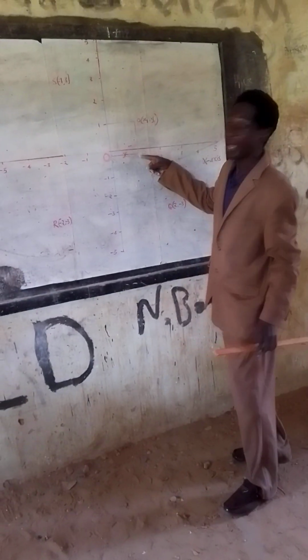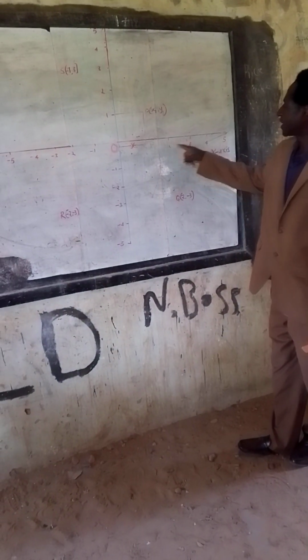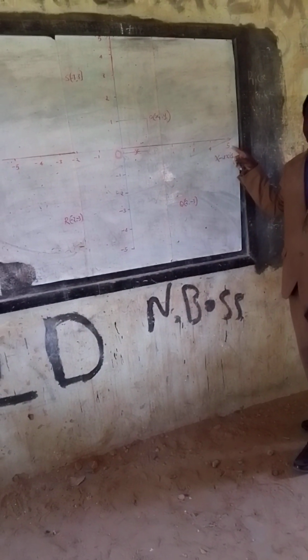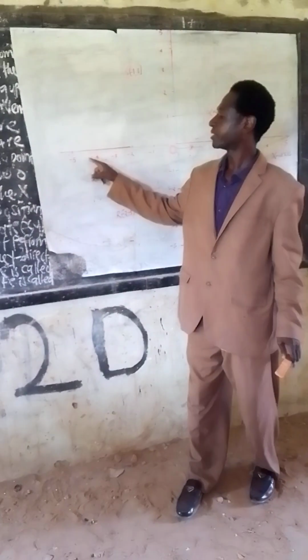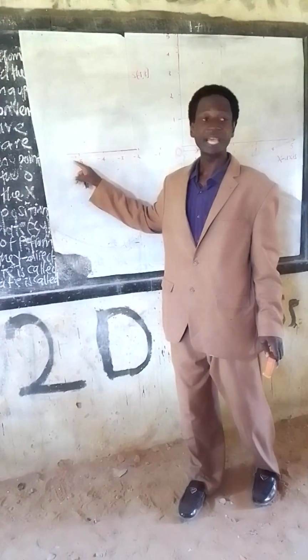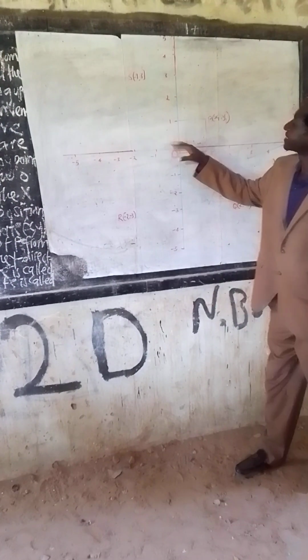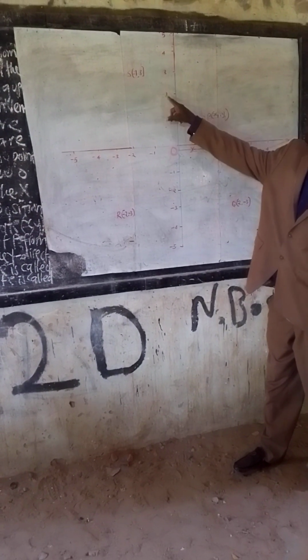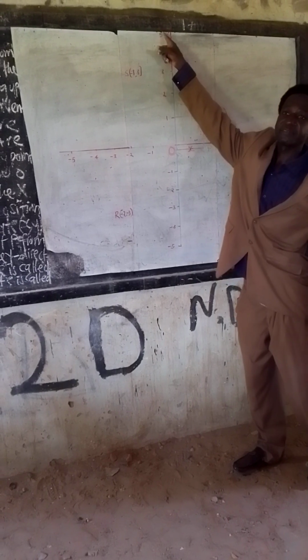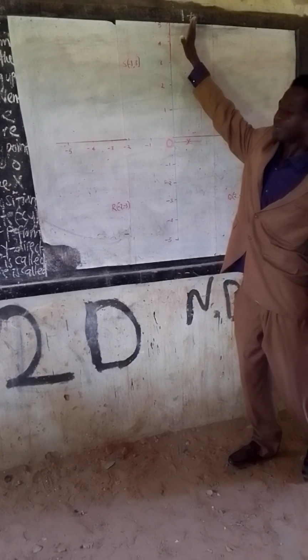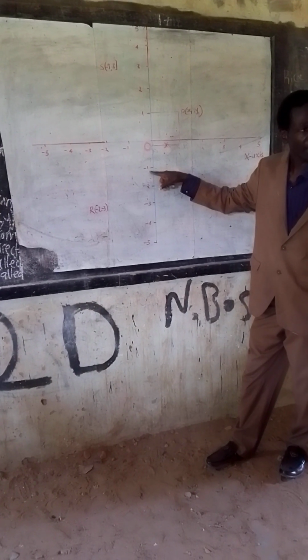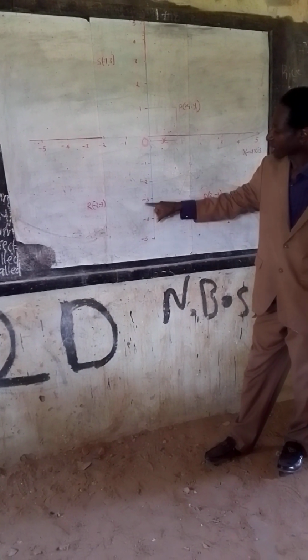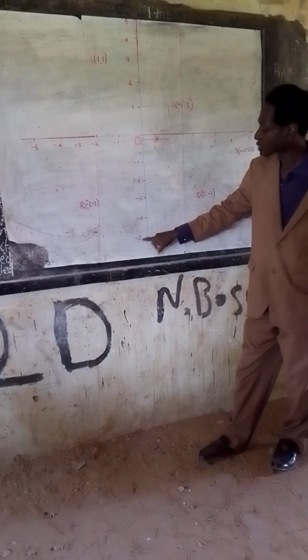So as you can see here, from here to here is x1. This is x2, x3, x4, and x5. And this is minus x1, minus x2, minus x3, minus x4, and minus x5. Along the y-axis, this is y1, y2, y3, y4, and y5. They are all positive, while below is minus y1, minus y2, minus y3, minus y4, and minus y5.